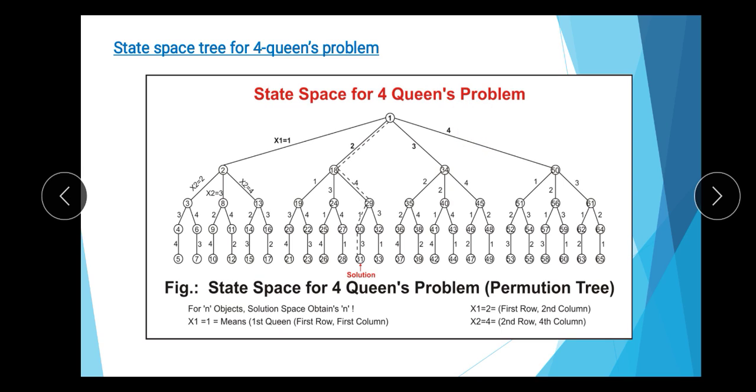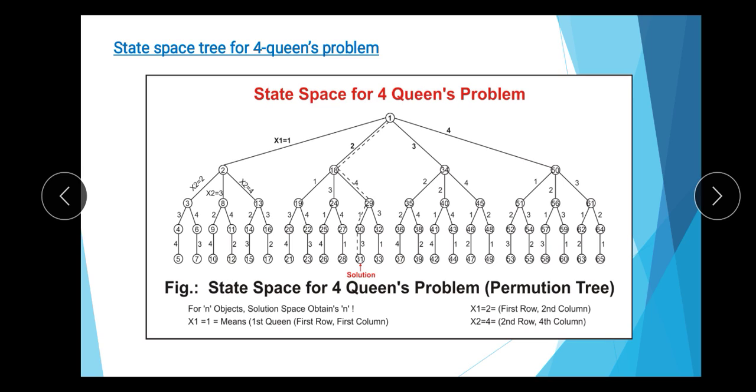Now when we draw the state space tree, we always know that there are n plus 1 levels in the tree. That means we have 4 queens, so our tree is drawn with n plus 1 levels, that is 5 levels: 1, 2, 3, 4 and 5. There are 5 levels in our tree. The first level shows the first row, the second level shows the second row, the third level shows the third row, and the fourth level shows the fourth row. In this way we have to move.